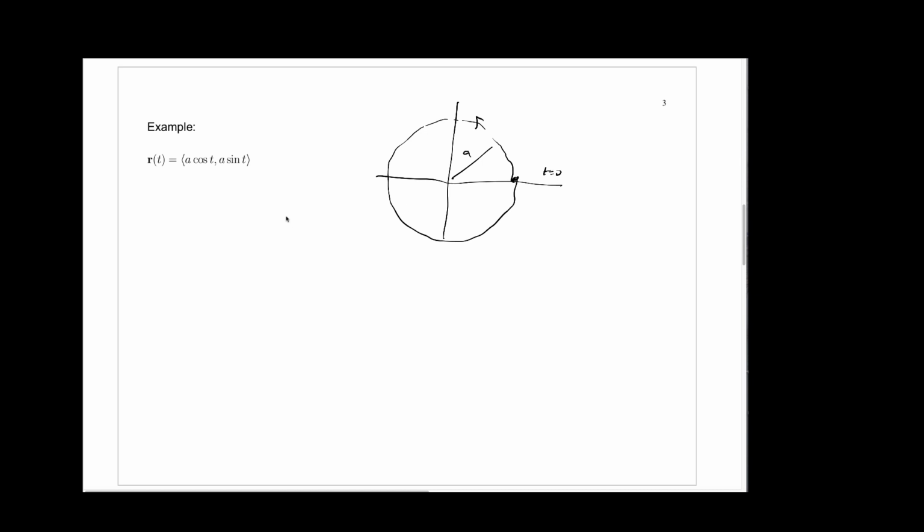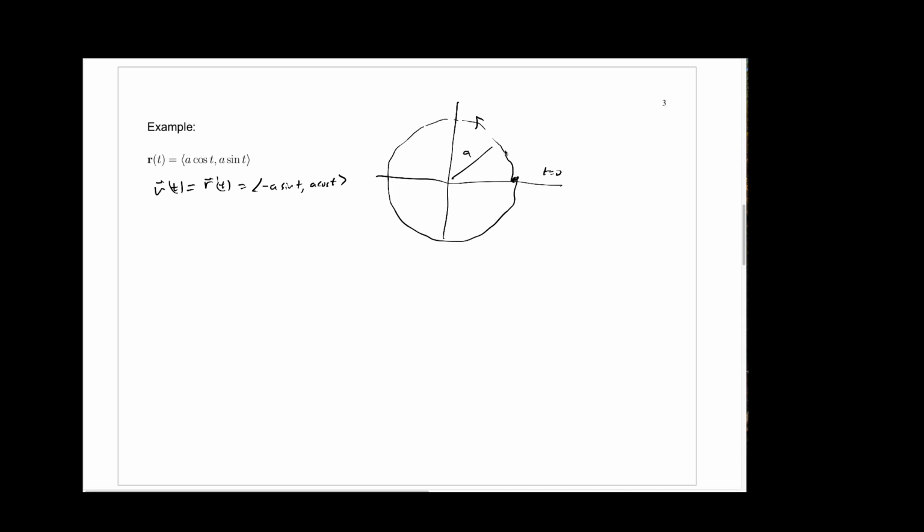I think we've all seen the parameterization from chapter 10 of a unit circle, which would be when a equals 1, or a circle of radius a here, which has this parameterization. I'm just writing it as a vector function. We can compute the velocity vector for this vector function. That's r prime of t. That's just minus a sine t, a cosine t.